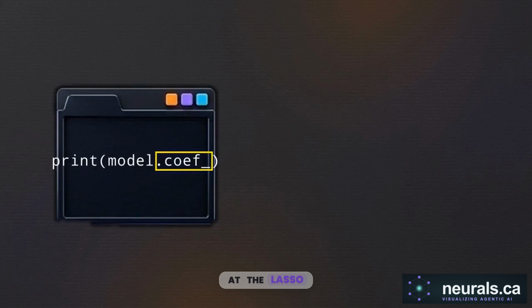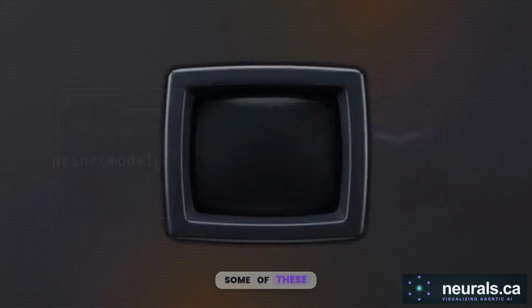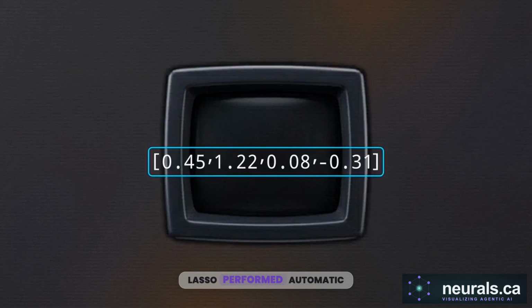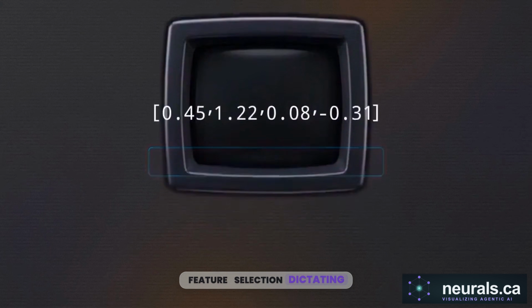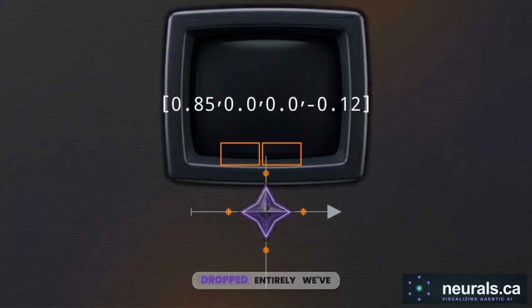Now look at the lasso output. Because the L1 diamond budget hits the axes directly, the absolute value penalty forces some of these coefficients to exactly 0. By reading these zeros, we confirm what the algorithm just did. Lasso performed automatic feature selection, dictating exactly which variables matter for the prediction and which ones can be dropped entirely.